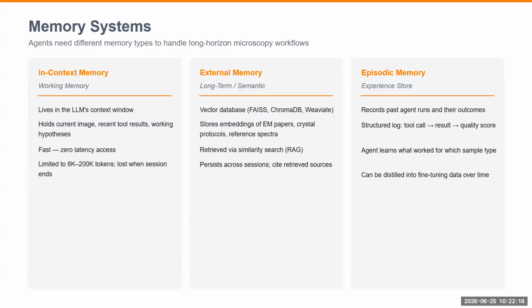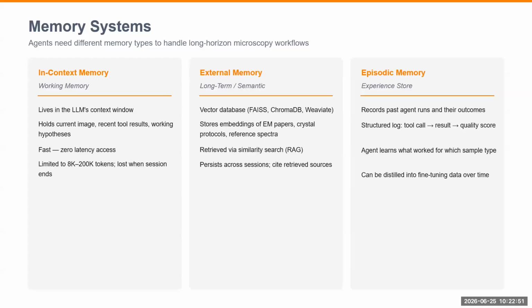So to talk about memory systems, right? Memory systems on agents come in three different types. We have in-context memory. This is when the LLM holds things in the context window. So for example, it holds the current image, the most recent tool call, or some working hypothesis. It's able to have that at that time. But basically this is fast, but when the session ends, all this memory is erased. So we have to restart again.